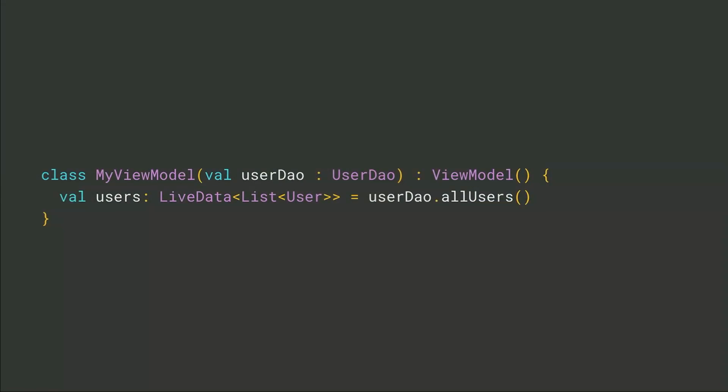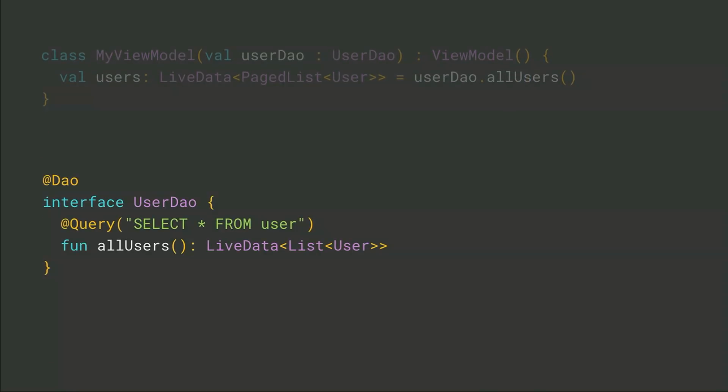So this serves as a replacement for the list in all the examples that we've done before. So let's go ahead and start swapping it out. We have this view model. Let's swap out the list with a paged list. And then we go back to our DAO. Now what we want to do here is we want to ask our DAO, hey, can you give me a live data of a paged list? But there's actually an issue with this.